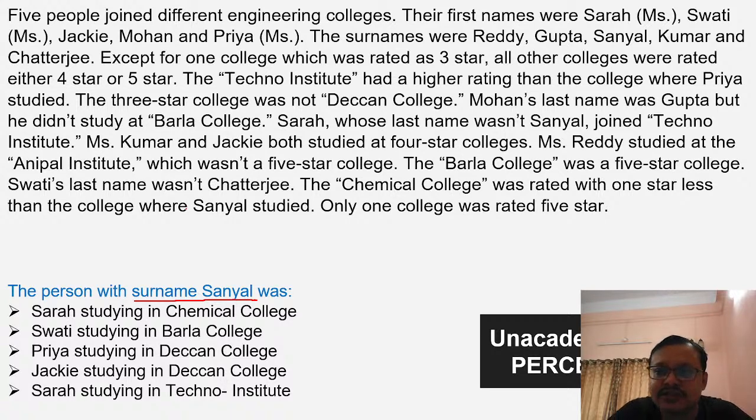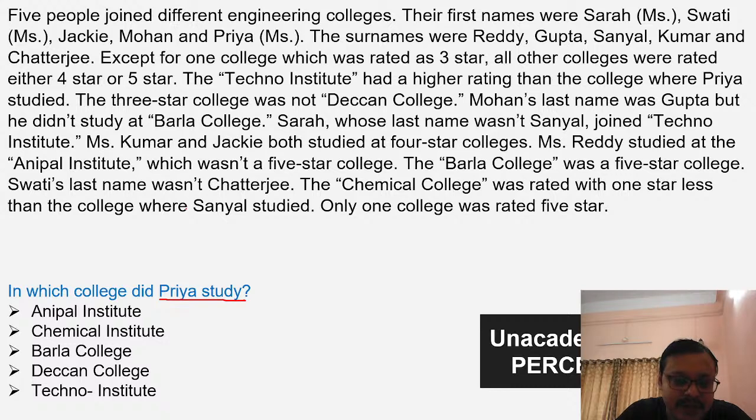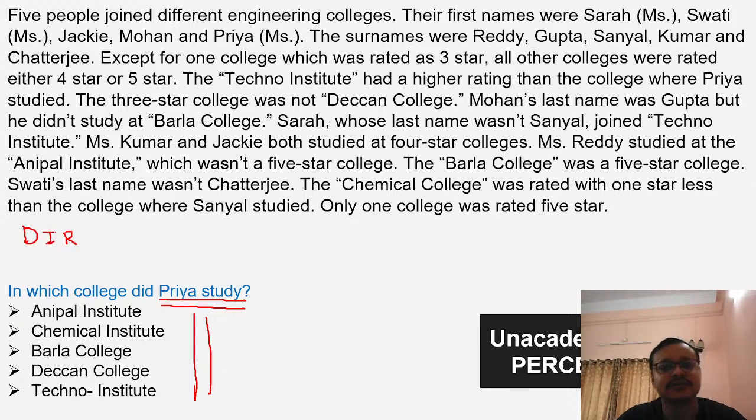So let's get started with the question options approach of how we can solve sets in less time. The easiest questions are the direct questions. That is, Mohan Gupta may have joined, and the question on in which college did Priya study. So you have the 5 options for the 5 colleges: Anipal, Chemical, Barla, Deccan, and Techno. In any DLR set, focus on the direct clues.